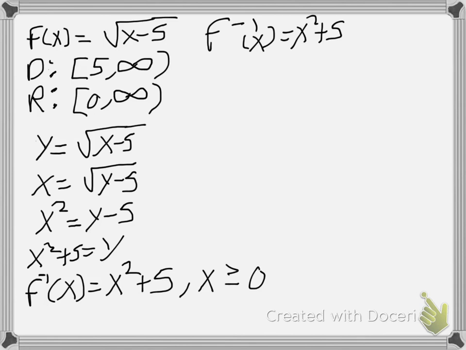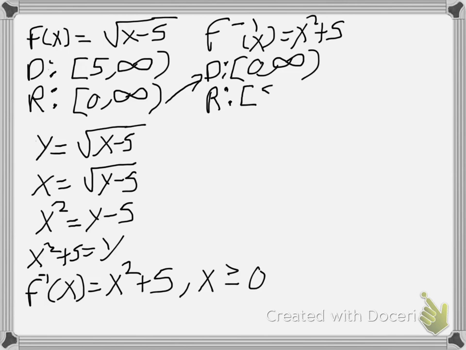What's the domain of our inverse? Well, it's pretty simple. You take the range and you flip it, and that becomes the domain of your inverse. Okay. So the range of your original function is the domain of your inverse. So this becomes 0 to infinity. Okay. So likewise, the domain of your original function actually becomes the range of your inverse. So this is now 5 to infinity.